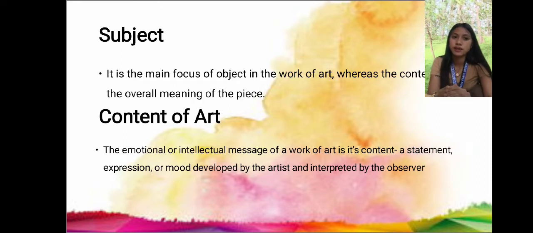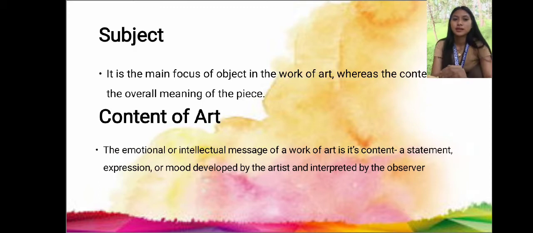So, in the same example of the subject, a photograph of a dog running on the beach, the content could be the dog's hair moving in the air, its tongue coming out, the white sand, or even a warm light from the sun. It gives the message that the dog feels free and happy running outside. So, content is the overall meaning or message of the work of art.